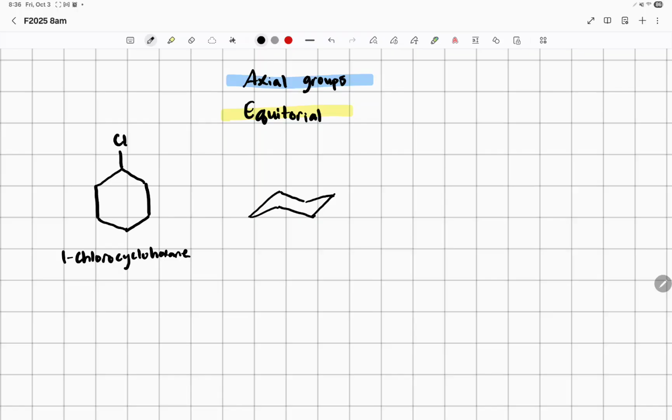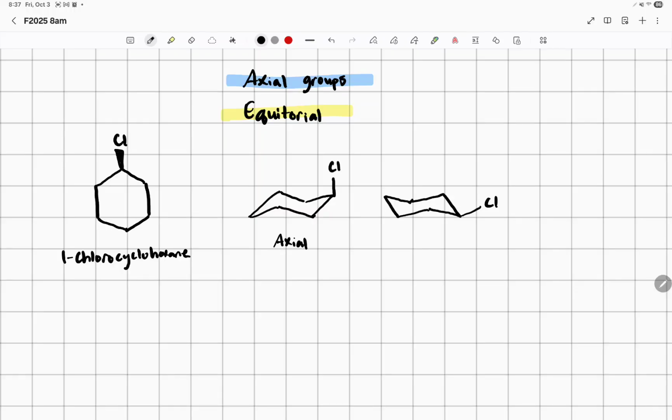By the way, to draw the ring-flipped chair, the best way I've found is to just reverse the direction of your parallel lines and then do the same thing. So that's how we often will draw the two different chairs. We have one where the chlorine is going to be axial, and we have one where the chlorine is going to be equatorial. Now, as I point this out, there is one thing that I would like you to notice. So let's say that this chlorine is upwards facing.